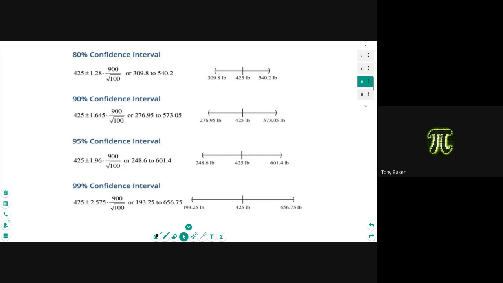The other thing is that in most situations, 90 or 95% is all you're really going to need. The ones that really use the 99% confidence interval are your medical tests and your medical things in healthcare, because in some situations it could literally mean life and death. So they want to be absolutely sure that it's going to be in that range.